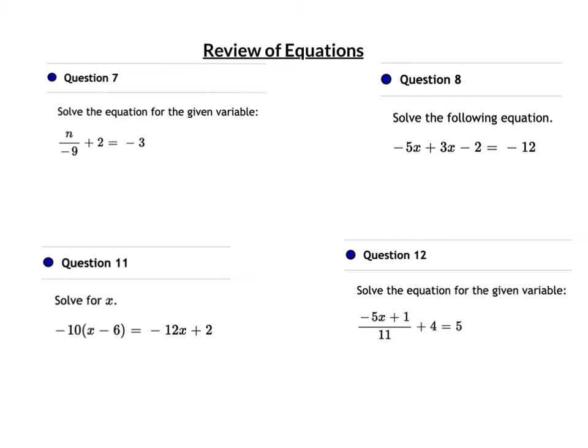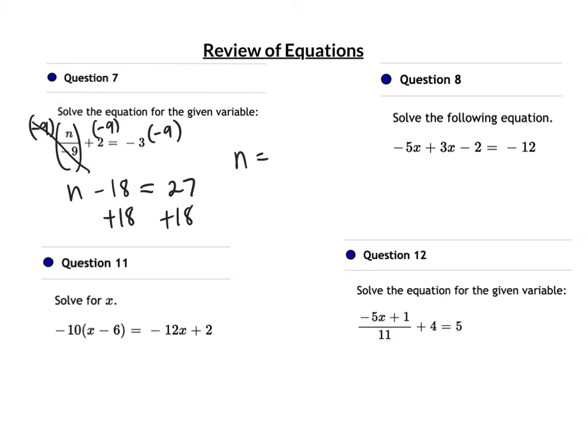Here we've got more variety. We've got some with variables on both sides, more simplification, and more fractions to eliminate. So question 7, I need to get rid of division by -9. So I'm going to multiply each term by -9. Don't forget both sides, each term. Here they cancel. That's n plus -18, or n minus 18, however you want to write it. And -3 times -9 is +27. Now I can add 18 to both sides to get n by itself. And 27 plus 18, I believe, is 45.